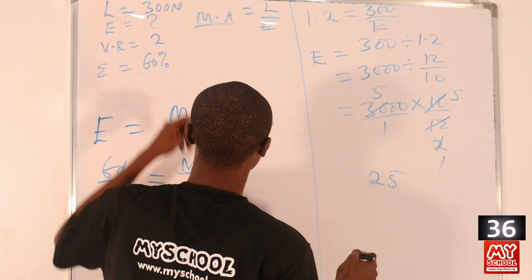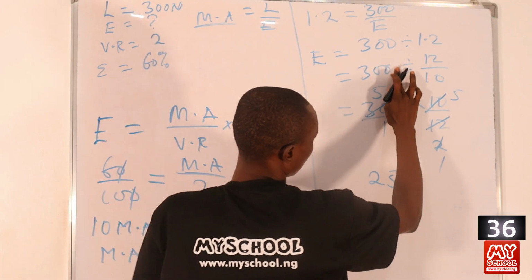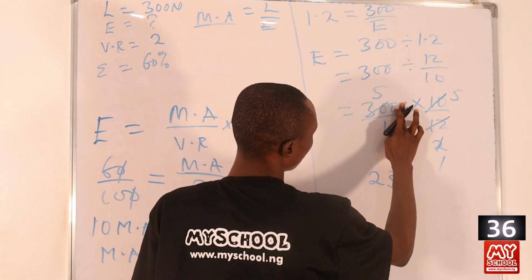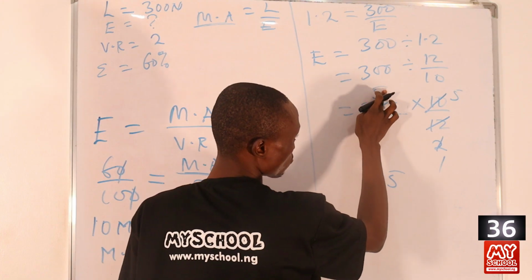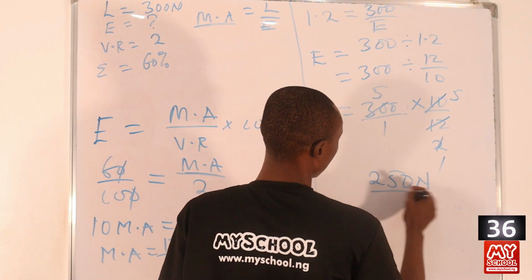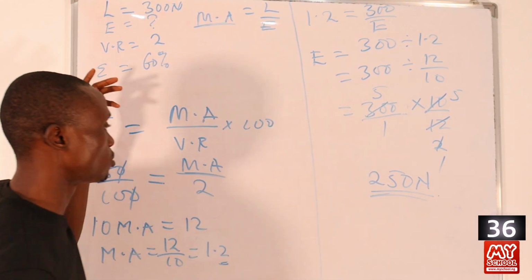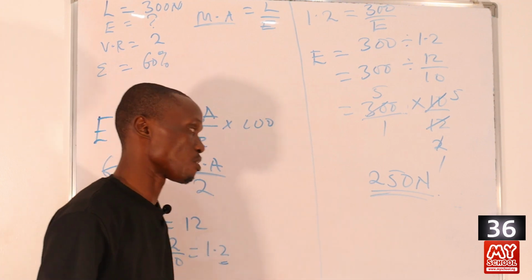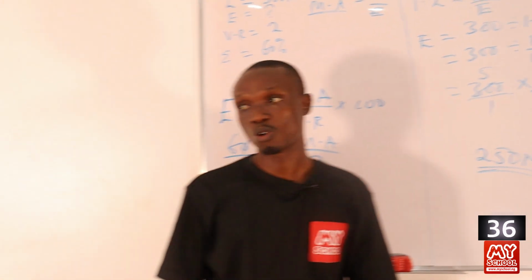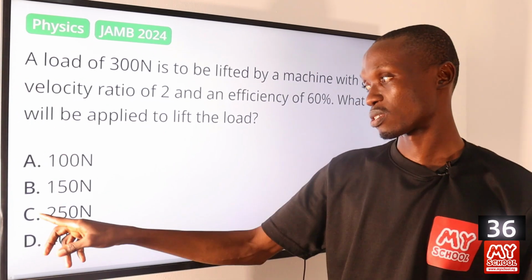Okay, so the value of the load that is given to us was 300, sorry, not 3,000. So here we'll be having 50. So 50 times 5 will be equal to 250 Newton. So the effort needed to lift the load of 300 Newton is 250 Newton. So let's return back to the screen to pick the correct answer to this question, and that is option C, 250 Newton.